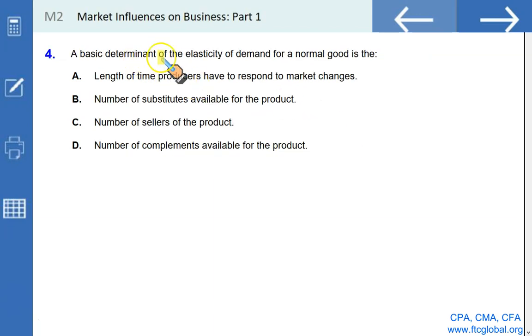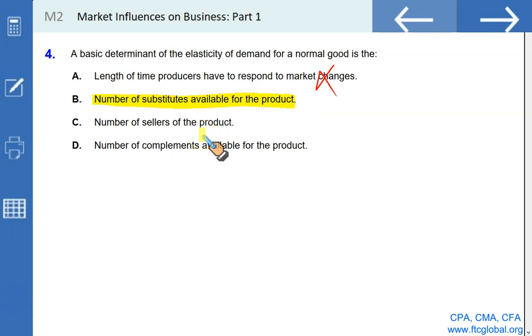The basic determinant of the elasticity of demand for a normal good is the length of time producers have to respond to the market changes. This is incorrect. That would be the determinant of the price elasticity of supply, not demand. The number of substitutes available for the product. This is absolutely right. B is the correct option. With more substitutes, the product would be more price elastic.